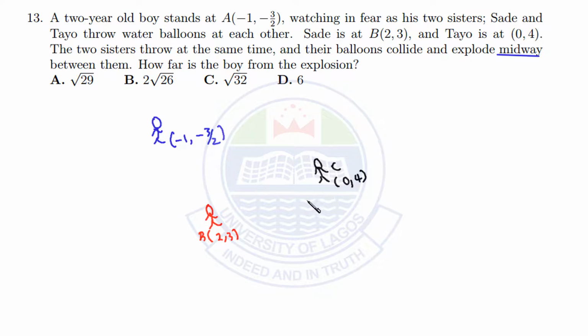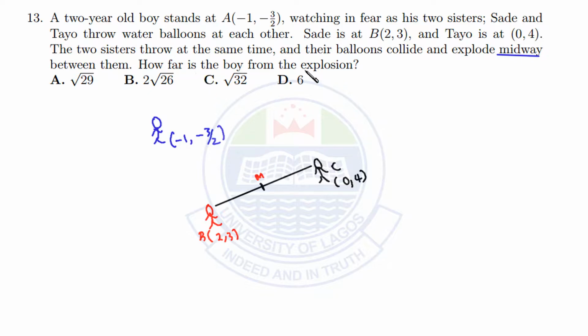All right. So now they said these two sisters are throwing water balloons at each other. They said it meets at the same point, right? They collide midway. So if they collide midway, what does that mean? Let's say this is the line connecting Shade and Tayo. If the balloons collide midway, this is the point at which it collides, the midpoint between this point and this point. Let's call it point M. That is the midway point.